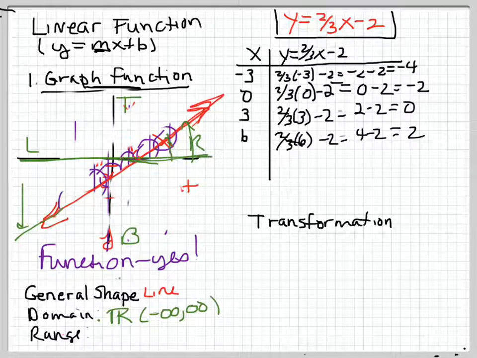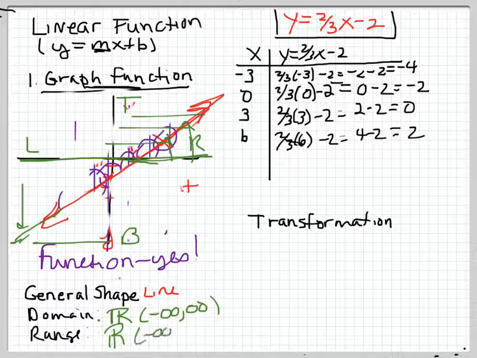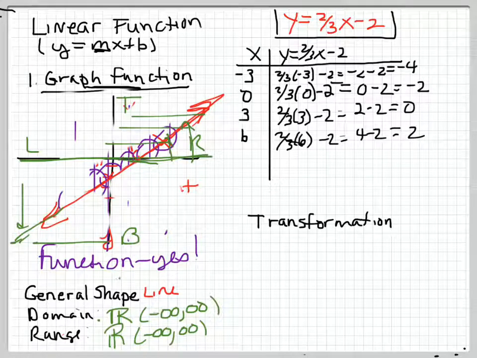Your range is from bottom to top. I can go left and eventually hit a point on the graph, or I can go right and eventually hit a point on the graph. So again, for a line, your range is all real numbers, and we would express that as -infinity to infinity.